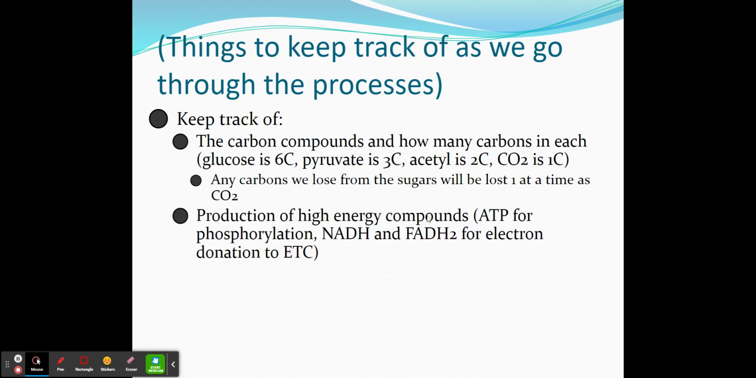Keep track of those 3 high energy compounds. We're going to make some ATP in the beginning. We're going to make mostly NADH in the beginning and a little bit of FADH too in there, which does the exact same thing as NADH. These are cousins. They do the exact same thing.